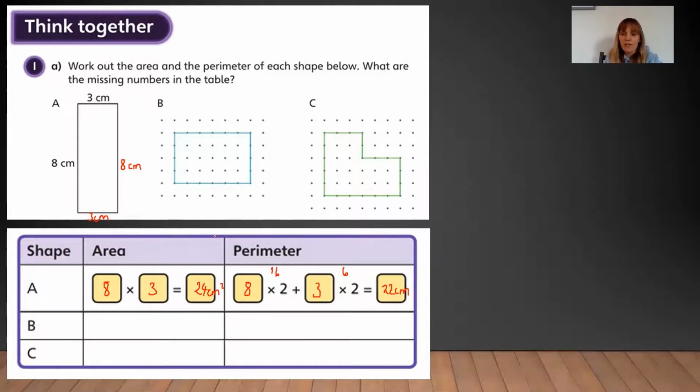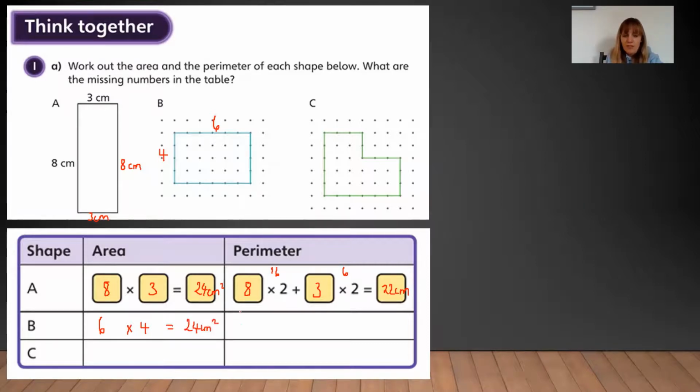If not, I'm going to explain how to do that in a minute. All right then, so for B, let's look at our area. So we've got 1, 2, 3, 4 on the width, and we've got 1, 2, 3, 4, 5, 6 on the length. So we've got here 6 times by 4 for our area, which gives us an area of 24 centimetres squared.